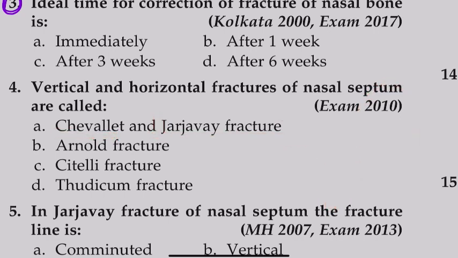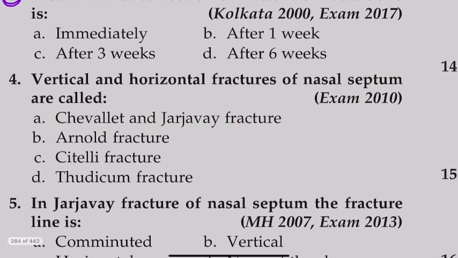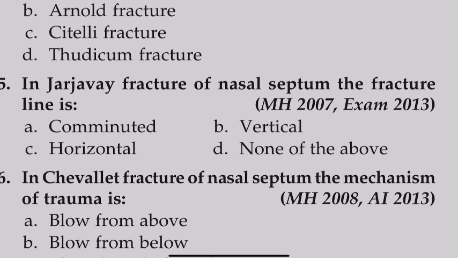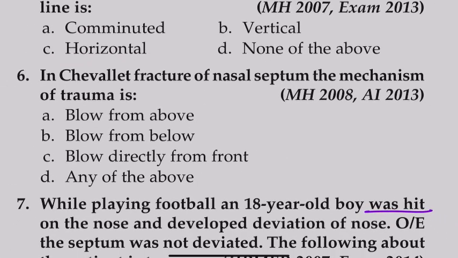Now going further, the fracture line of Jarjavay fracture of nasal septum. We have already said Jarjavay is a horizontal fracture, so obviously the fracture line will be horizontal only. In Chevallet fracture of nasal septum, the mechanism of trauma, as we have already said, is from the chin region, from below.